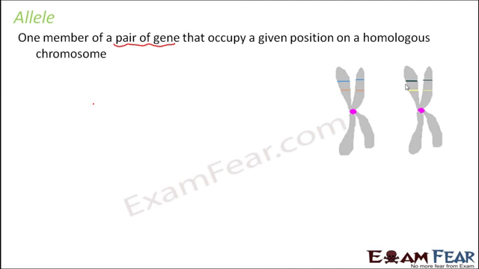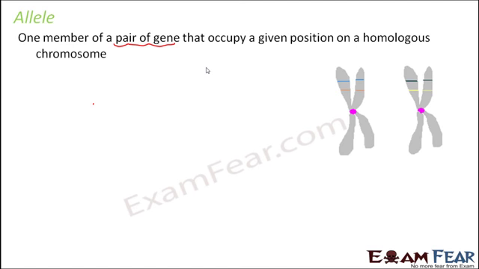Now, but how do we denote them? The denotion happens with two letters. And what are those two letters? For example, if I want to denote a trait, for example, height of a plant, okay? So, if I want to denote the height, it can be either tall or it can be short, right?